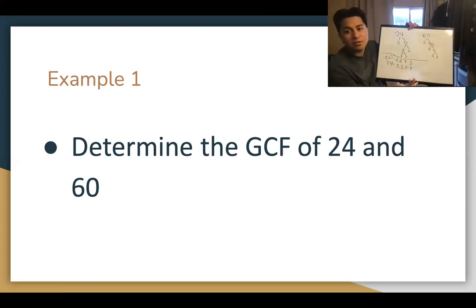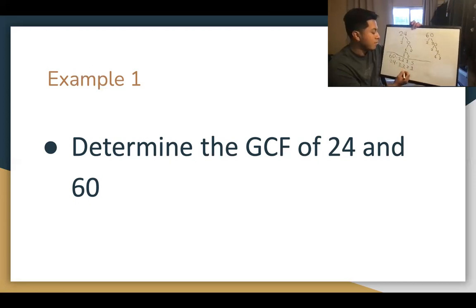And then what else do they have in common? We see that they also have a 3. So we're going to underline the 3. Everything else that isn't underlined means that they don't have it in common, so it doesn't matter in this current situation. So now what we can see is that they have this in common: 2 times 2 times 3.